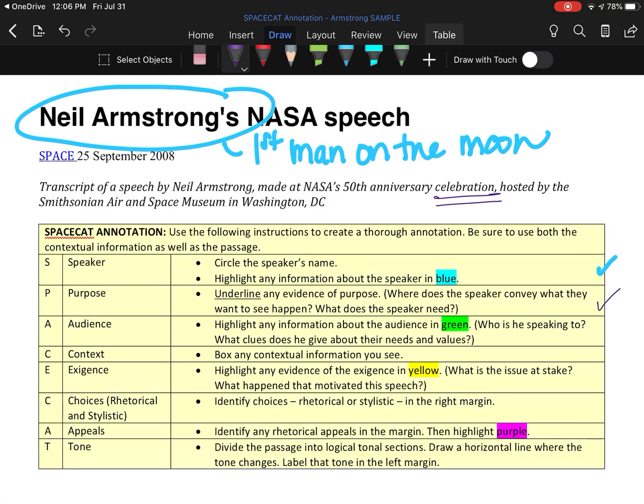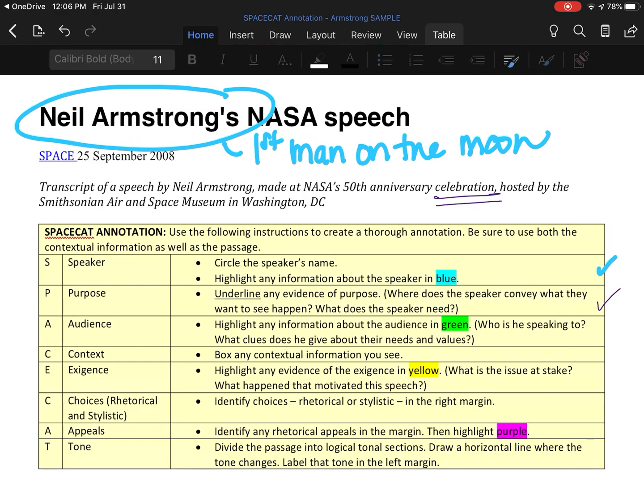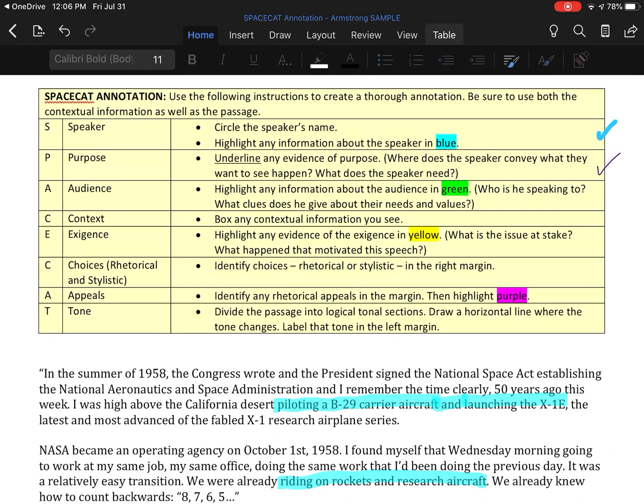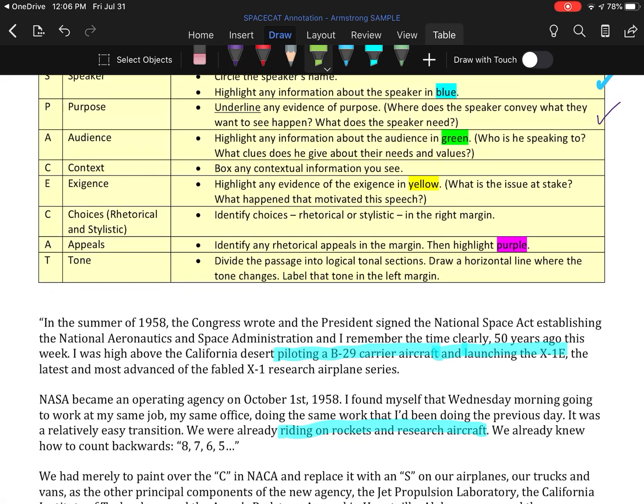Now, audience, we know that these people are here for this anniversary celebration, all right? And we know that they are at the Smithsonian Air and Space Museum. But let's see if there's anything in those two paragraphs that we can mark for audience. And we want to use green. So it says, mostly this first part is about himself. So for audience, I don't think we have enough information yet. But as we read, what we'd be looking for is any acknowledgement of the people in the room.